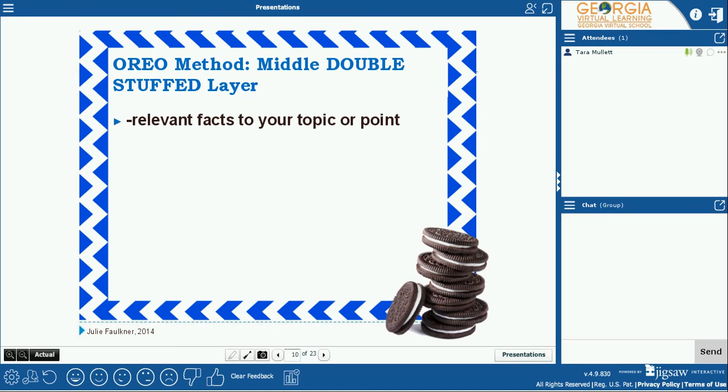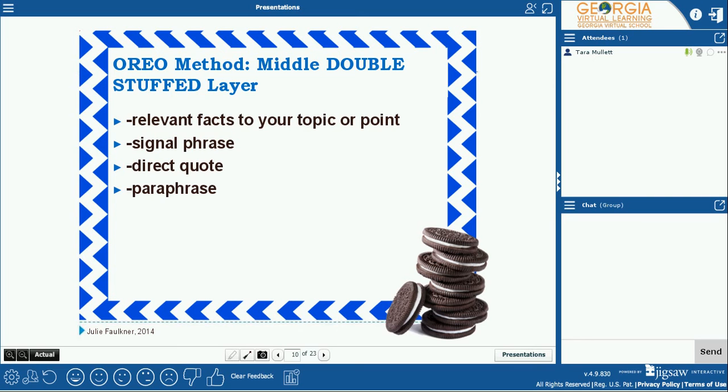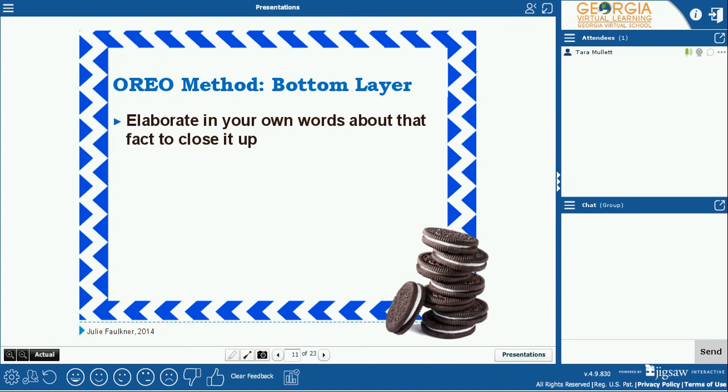In the middle is where you're going to want to include relevant facts to your topic or point: the signal phrase, direct quote, and paraphrase. Remember, direct quotes are the strongest type of evidence. You can use paraphrase, but even if you do use a paraphrase, you really should add an MLA in-text citation so that we know where that information came from. By signal phrase, this is indicating that a quote is coming, a little bit of tagline at the beginning of the citation. The bottom layer is to elaborate in your own words about the fact to close it up.